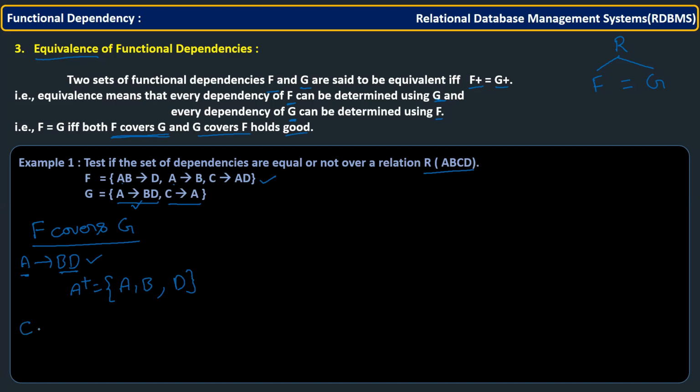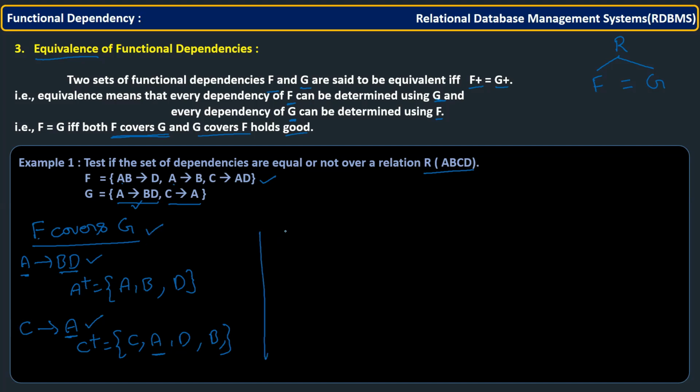Now let us take another one, C derives A. In this case, if you find C closure, we must derive A from F. Here C derives AD, so you can observe the RHS we covered from F. Of course, it will derive other things also. C derives AD, A derives B, AB derives, okay, so it is deriving all attributes. So this is also fine. That means F covers G is fine.